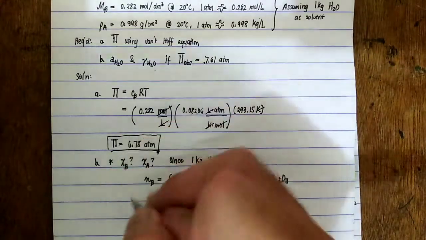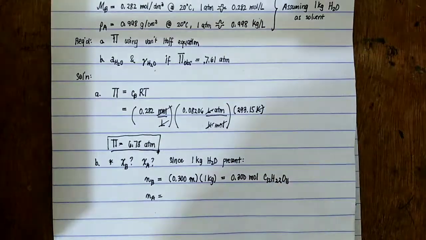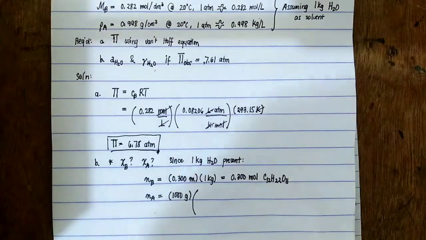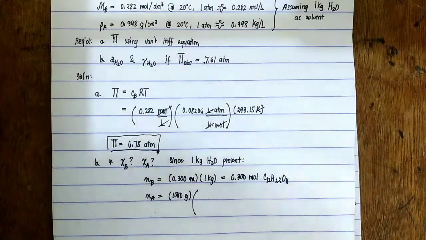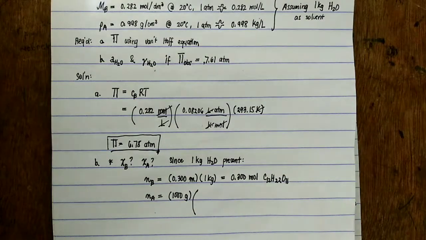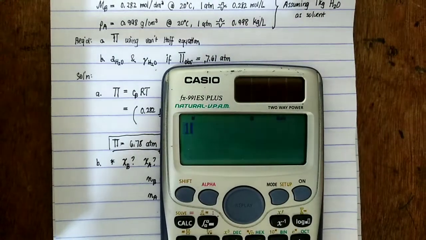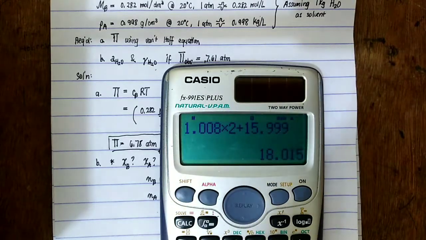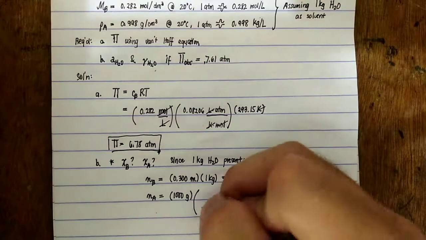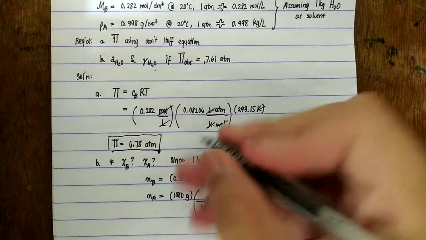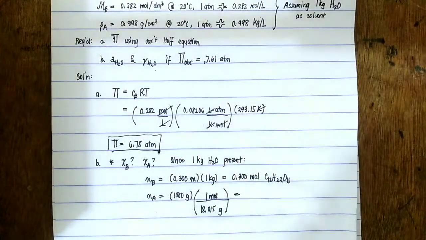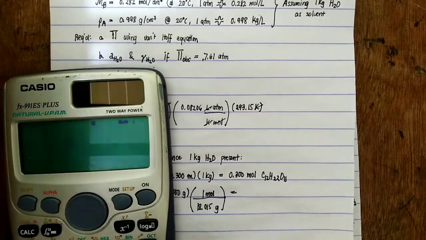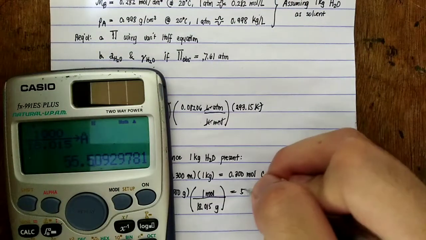Now as for your water, since we already know that there's 1 kilogram present, we can convert its mass into number of moles by dividing 1 kilogram of water by its molar mass. For water, its molar mass we can simply compute. So you have 1.008 times 2 plus 15.999, giving us the molar mass of water, which is 18.015. So for our water, we have the number of moles computed to be equal to 55.51 moles.